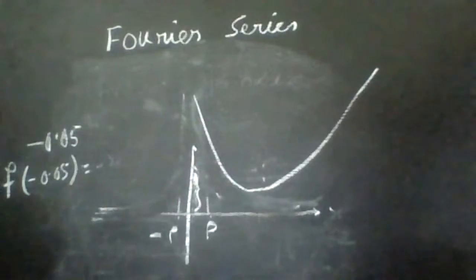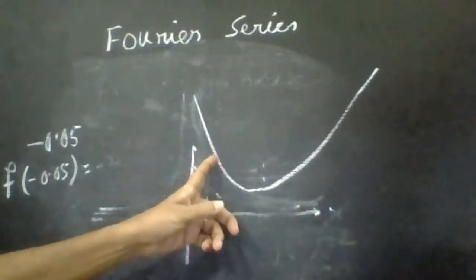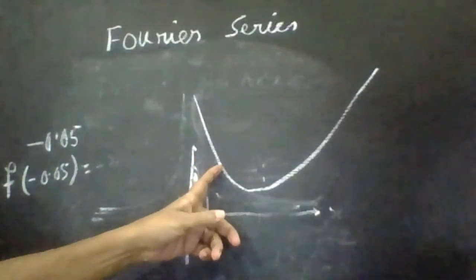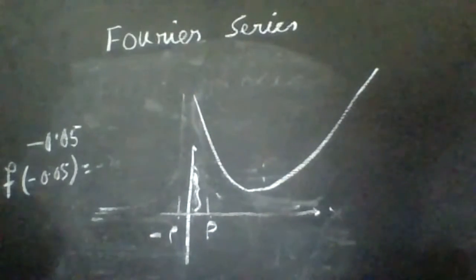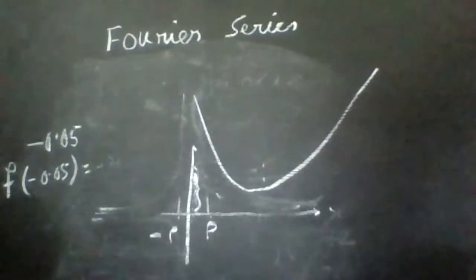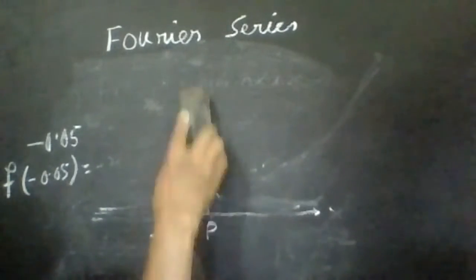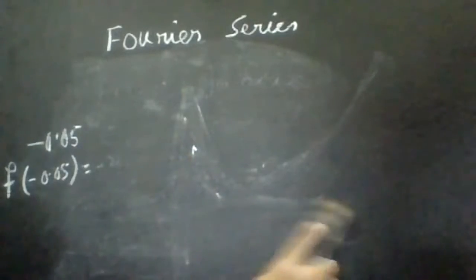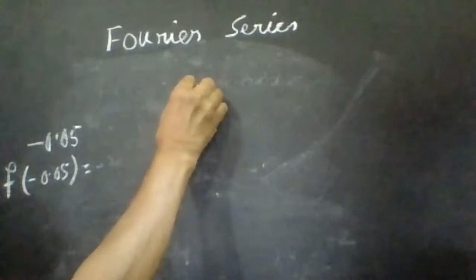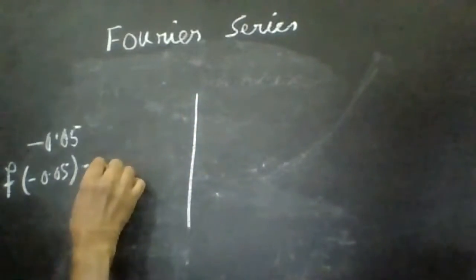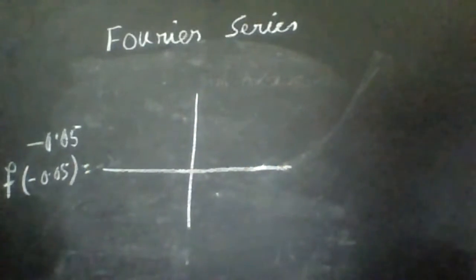This is the example of the continuous function. At every point, left hand limit, right hand limit, and the value of the function are all the same. Therefore, we will say that the function is continuous everywhere. Now, in Fourier series, we deal with continuous functions only. We have another very important specification in Fourier series.